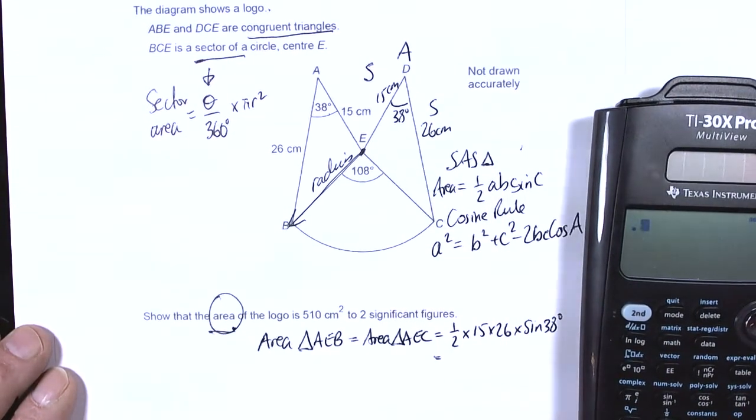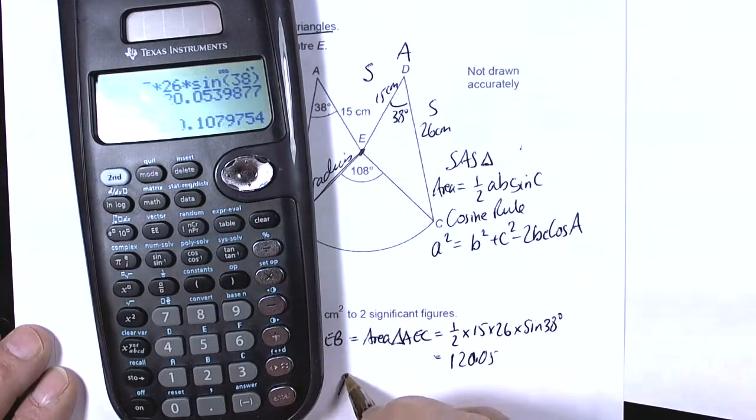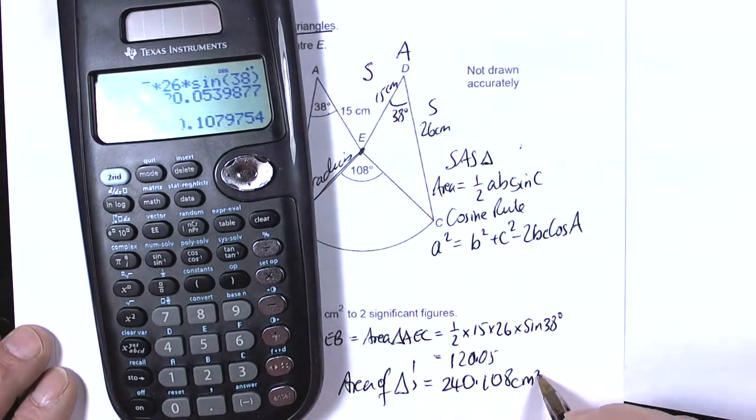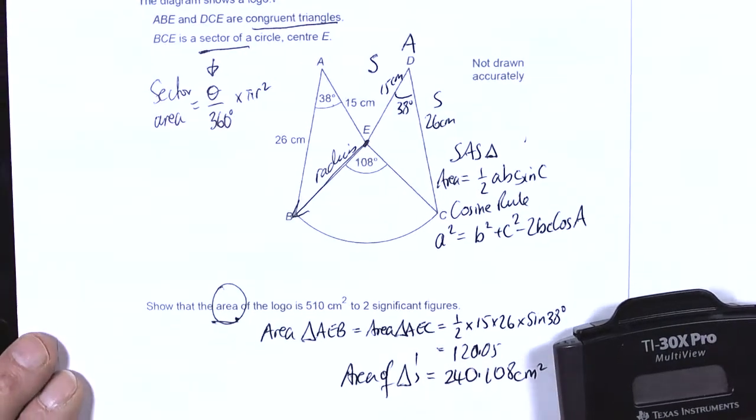And we plug in. So half times 15 times 26 times the sine of 38 degrees, making sure the calculator is in degrees mode. Okay, and we need to double that, so let's get that written down first, 120.05, and there's two of those triangles because they're congruent, so we can double that, so 240. Area of triangles equals 240.108 square centimetres. Okay, so that's the area of the triangle.